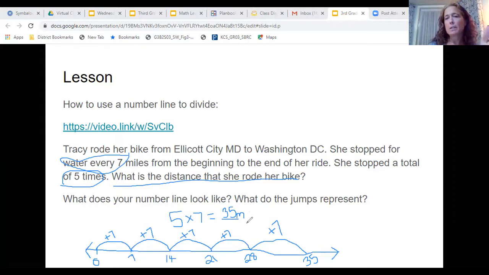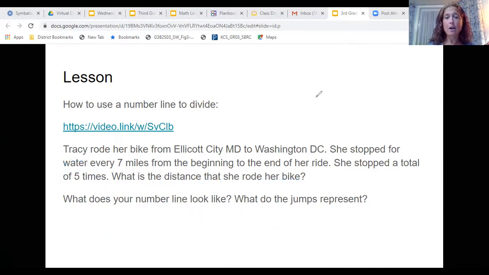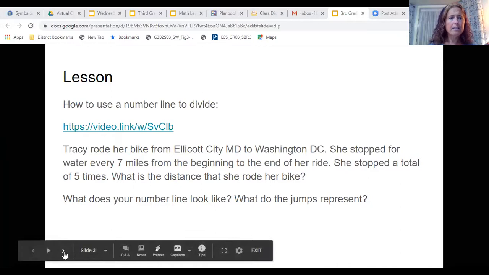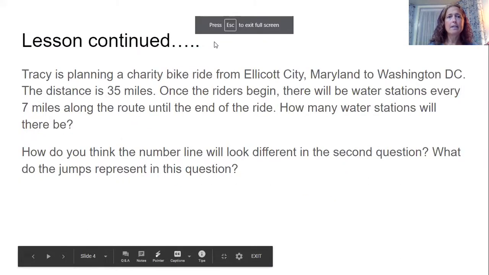Now, this was a multiplication problem. Now we have to think, okay? Multiplication is repeated addition. So this is what our number line would look like. But if we go to the same problem, but written a little differently, let's go to the next slide. And then Ms. Fogelman needs to stop her share so she can get her pen back.